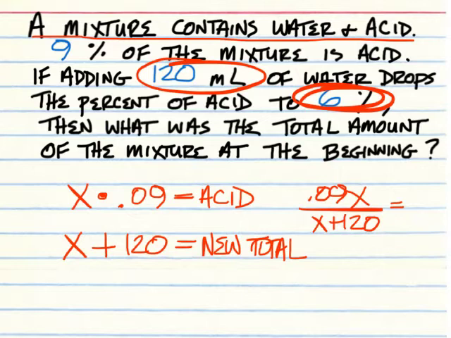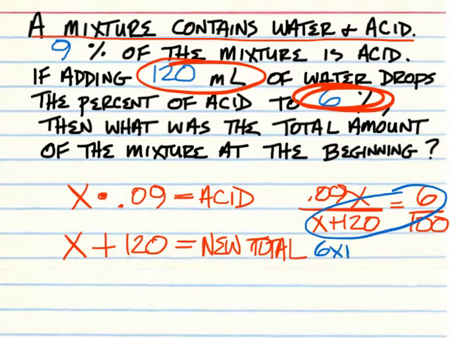6% as a fraction is 6 over 100. To solve this, you have to cross multiply. And when you cross multiply, you're going to go this direction first to get 6x plus 720. And then when you go the other direction, you end up getting 9x.